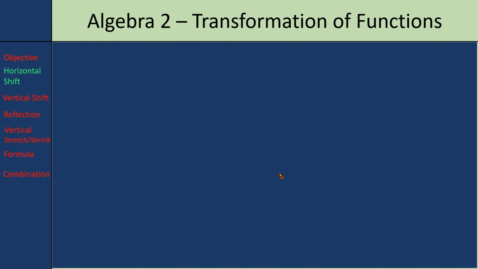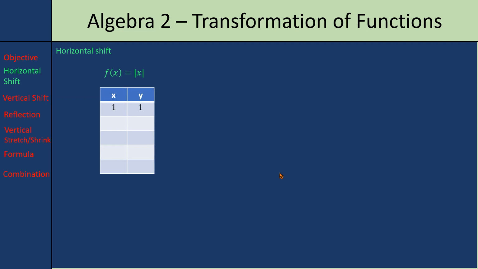So let's start out with talking about the horizontal shift. Here is a parent function, and just by looking at this, you should be able to graph them, but I'm going to go over that one more time with the table of values, right? If you put 1 in for x, absolute value of 1 is 1. If you put 2, absolute value of 2 is 2. If you put 0, you get 0. If you put negative values, you get back the same value, but positive, because that's what absolute value does.